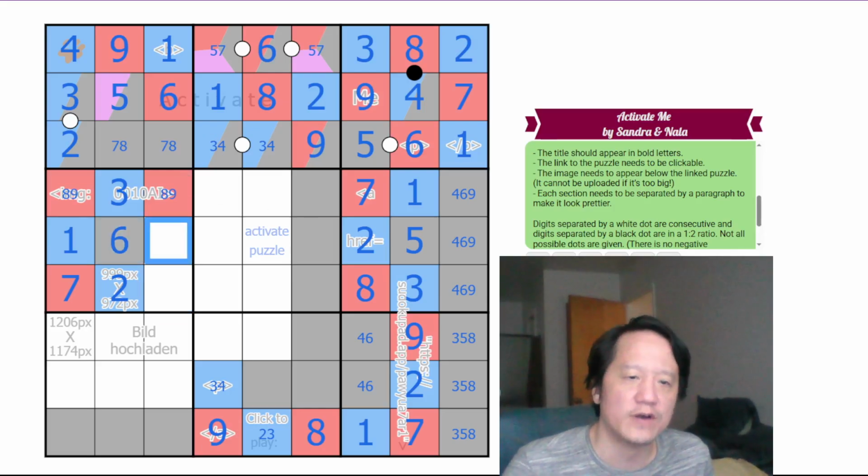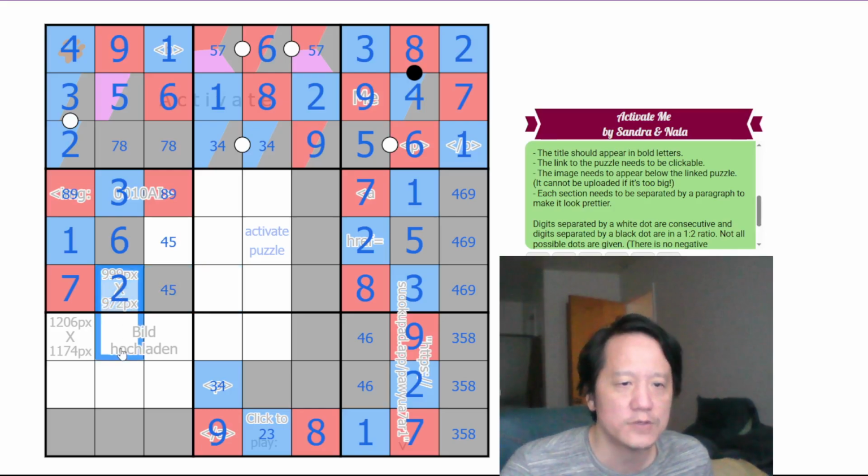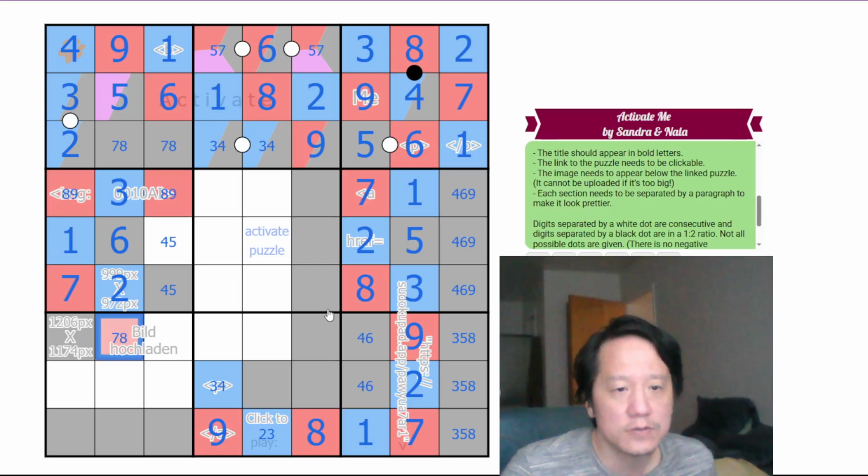And this is 4, 5 as a pair, so the path cannot go this way. So the path could go here, that's fine, but this can't be on the path because that's not 5 away from the 2. So this has to go on the path here. This is not on the path. It would be considered touching itself. This is 7 or 8 remaining here.